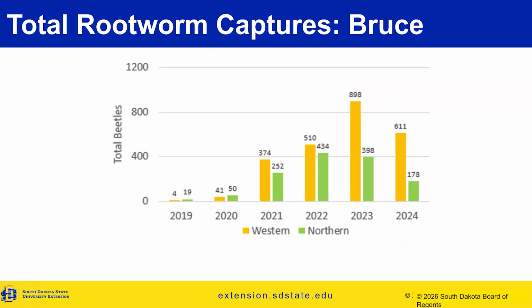And so we have the two bars. The light orange here represents the western corn rootworm, and then the light green is the northern corn rootworm. And what we see is that at our location here near Bruce, South Dakota, you'll notice we had pretty low populations in 2019 and 2020. What actually was occurring there is that this was not being used for research. This was just being managed conventionally. And then we started using it for research.